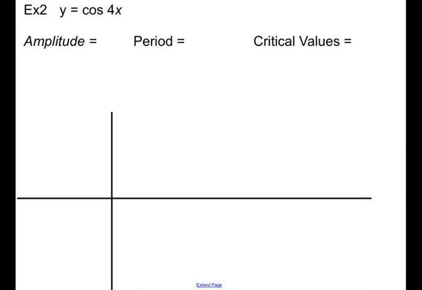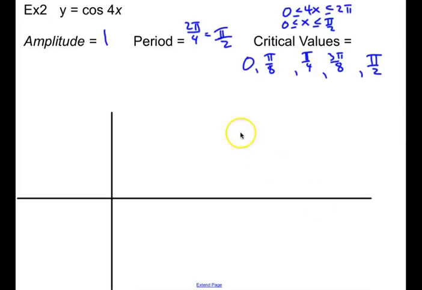So let's look at, why don't you see if you can find the critical values and everything for y is equal to the cosine of 4x. The amplitude is 1. My period is 2 pi divided by 4, and this is almost exactly like the problem we graphed with the sine in the previous lesson. And I'll take 4x and set it between 0 and 2 pi, divide by 4, and I'll start at 0 and finish at pi over 2.